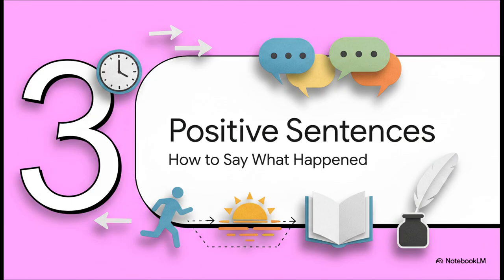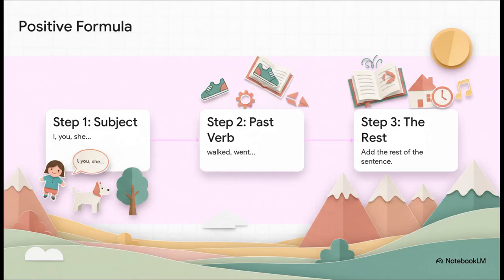Let's start with the easy stuff, positive sentences. This is how you say what did happen. This is where we put our new past tense verbs to work. And here's the great news. The formula is super easy.